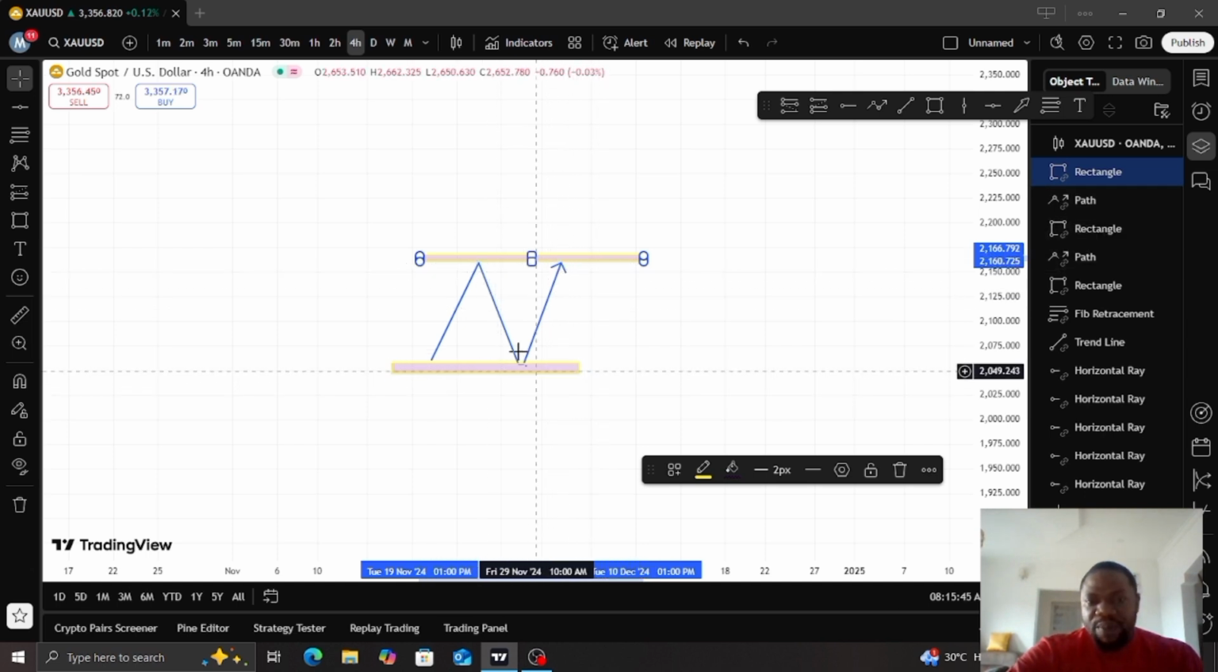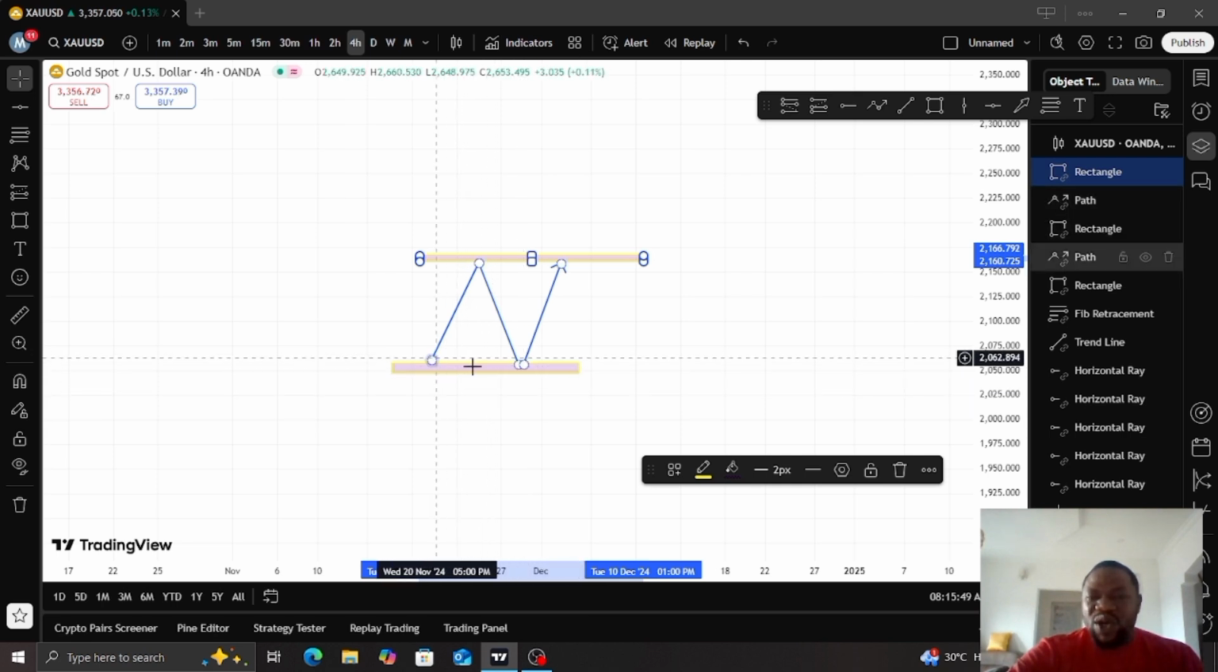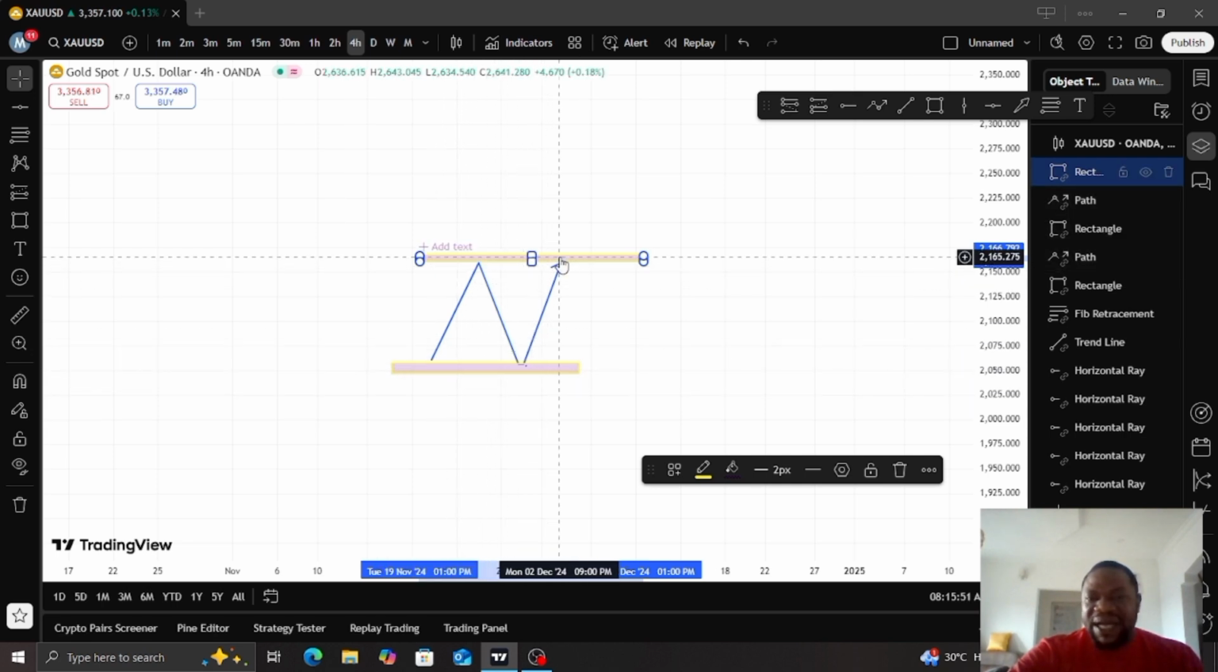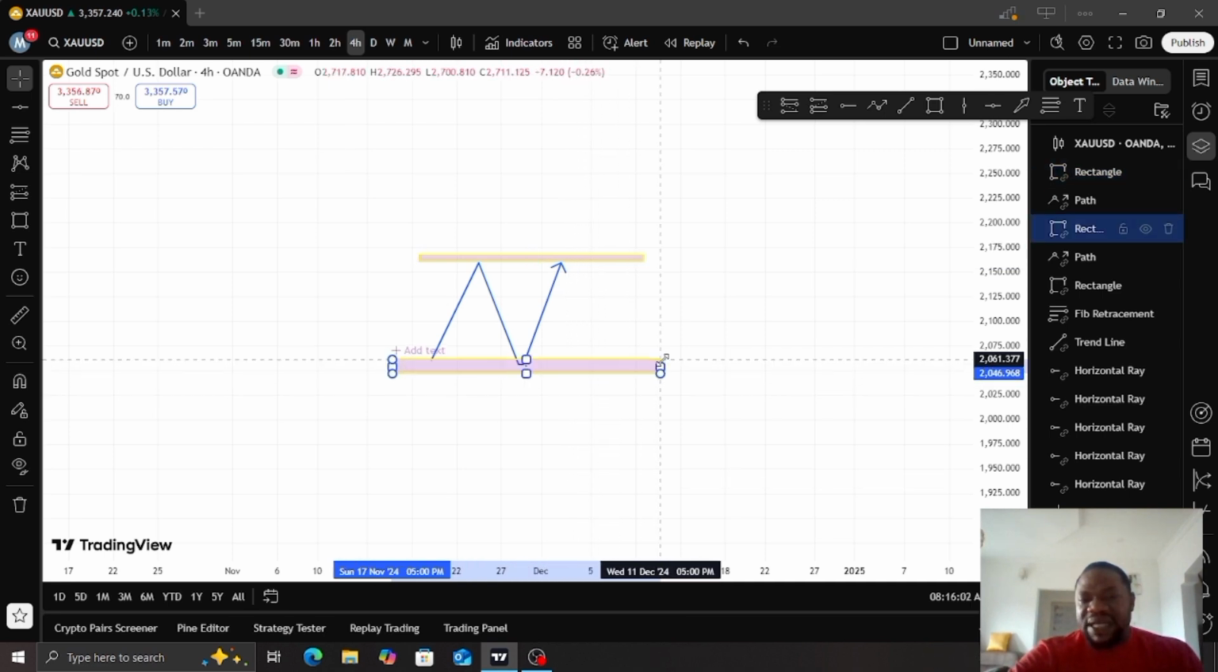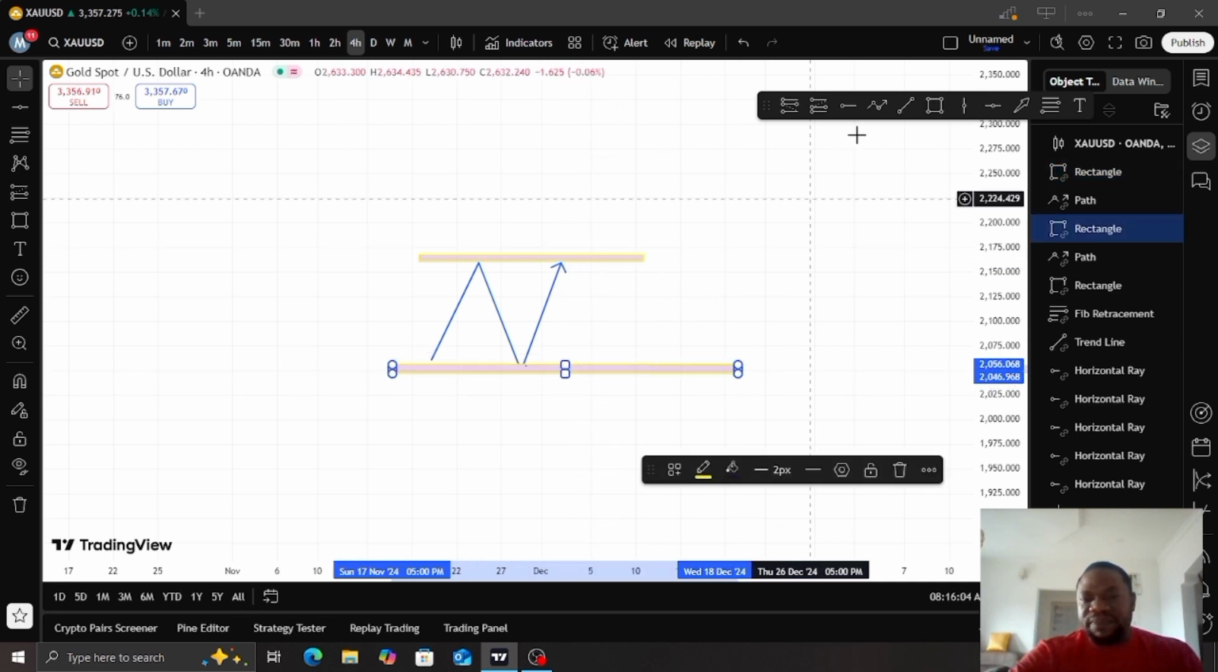Now, because price has come back here and rejected just once, we call this a minor support. Because price went up here and rejected just once, we call it a minor. It therefore means these support levels are not too strong. Anything can happen.